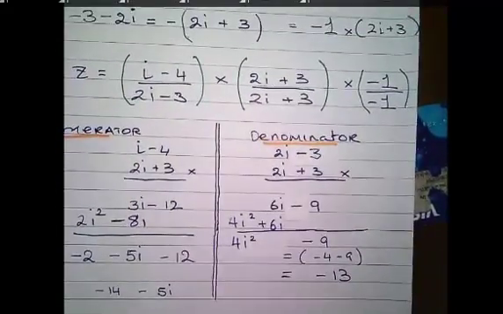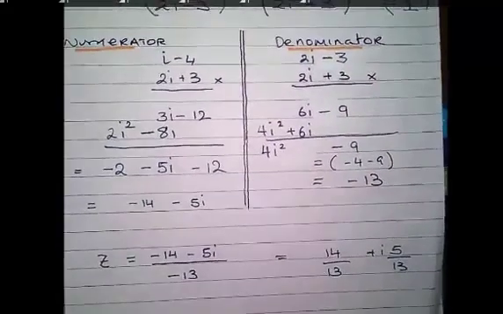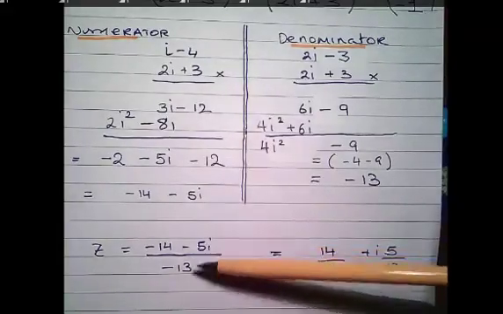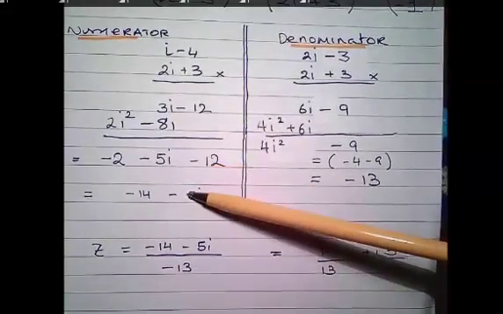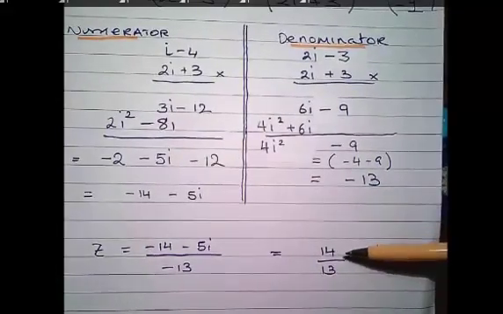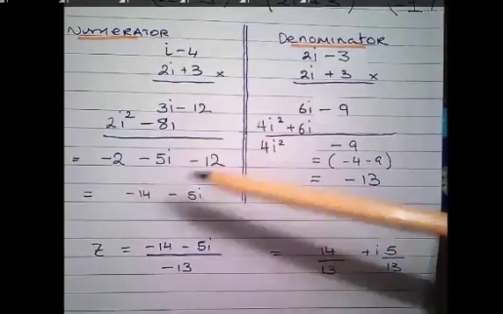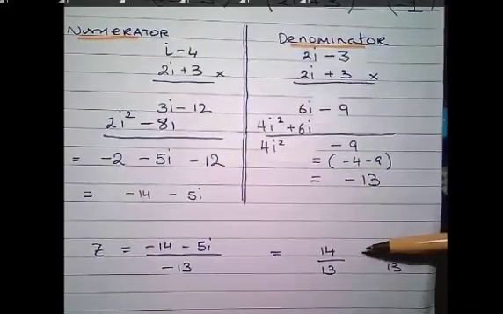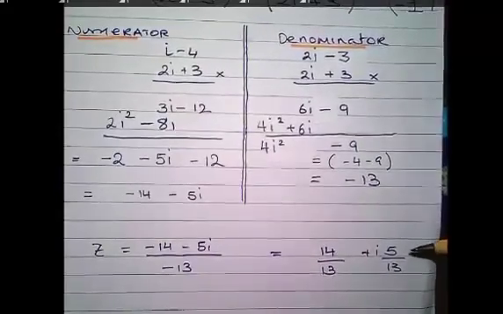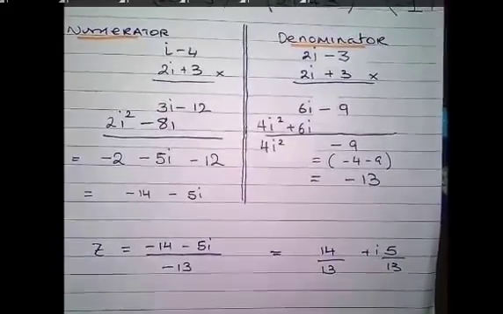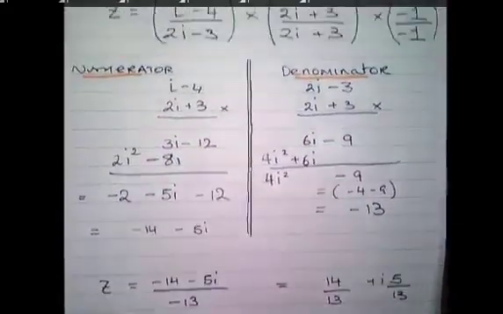Let's move that into our final answer there. We get minus 14 minus 5i all over minus 13. That's the numerator, that's the denominator, where the numerator is coming from there and the denominator is coming from there. So we end up with the same answers. Essentially, the minus signs cancel out. Okay, so what we end up with is 14 over 13 plus i times 5 over 13. Now remember, what we were asked for is the real part and the imaginary part.